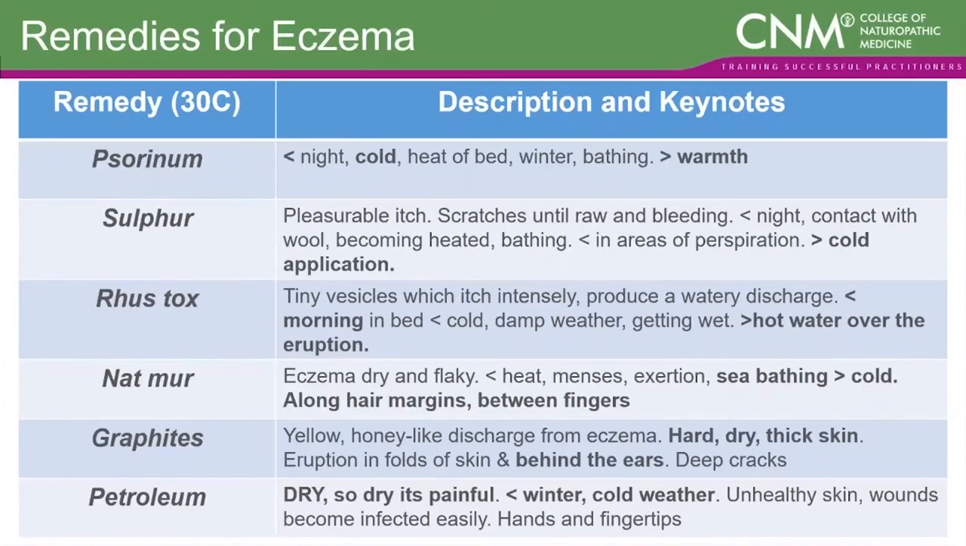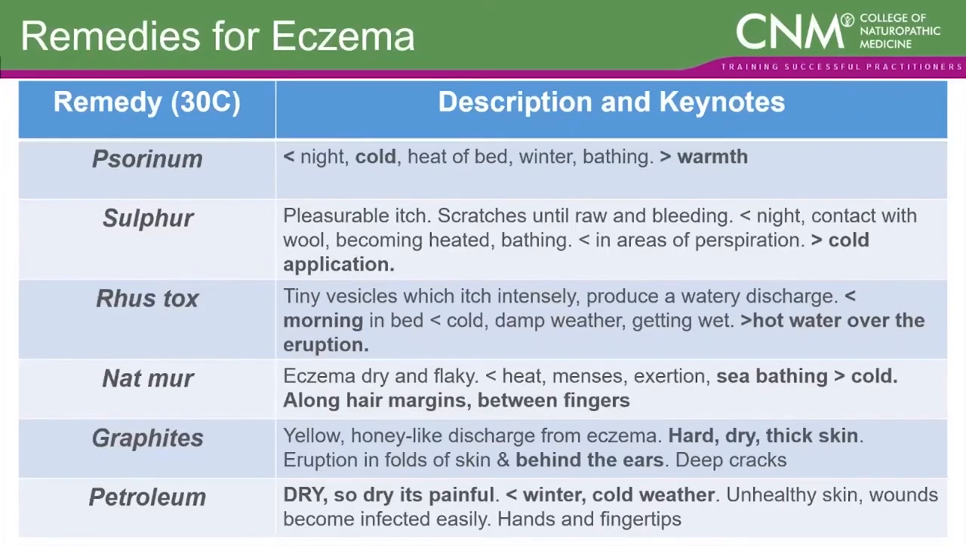Natrum muriaticum, very similar to Rhus tox, tends to also have vesicular type eruptions, but not always. If they don't have vesicle eruptions, Natrum mur then tends to be more on the dry, flaky side. Natrum mur, interestingly, is table salt.